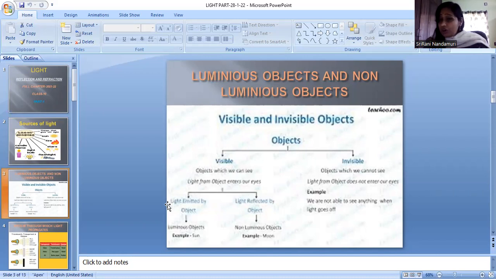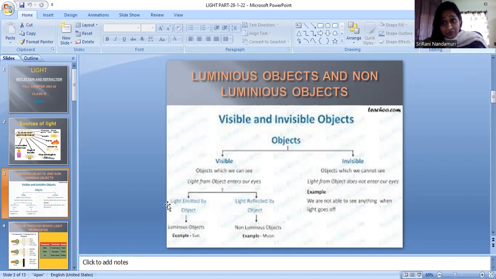Luminous objects are the objects which have their own capacity to emit light, right? And the non-luminous objects are the objects which do not have the capacity to emit their own light. Non-luminous, non means nothing. It does not have the capacity to emit its own light. Simply remember, luminous means light. Non-luminous does not have the capacity to emit its light.